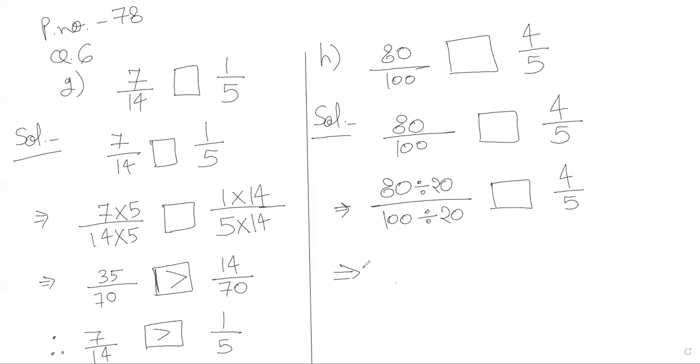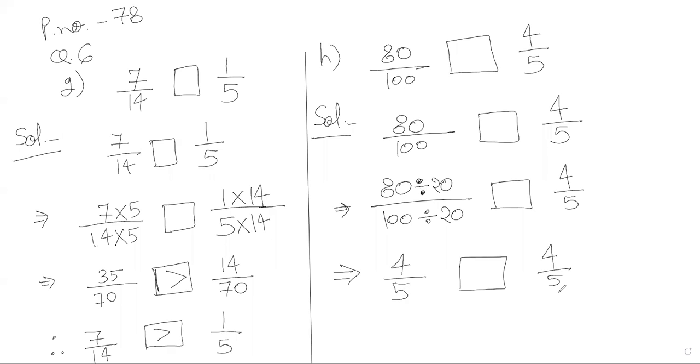Here in question number H, I am performing division. 80 divided by 20. When you divide 80 by 20, what will be the result? 4 will be the result. Upon, when you divide 100 by 20, the result will be 5. And this side 4 upon 5. I have applied no operation on the right hand side of the box. I just applied the division on the left hand side.